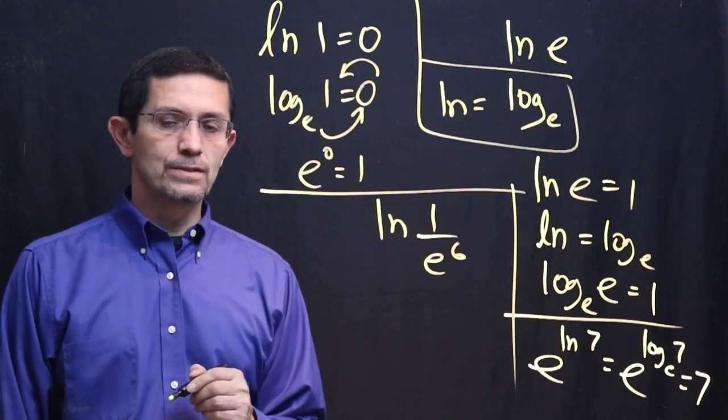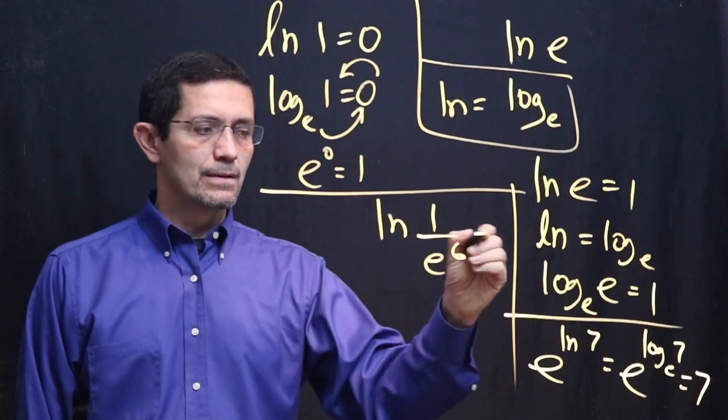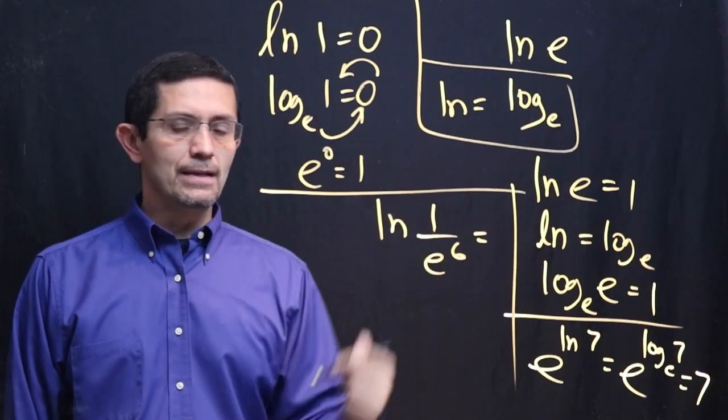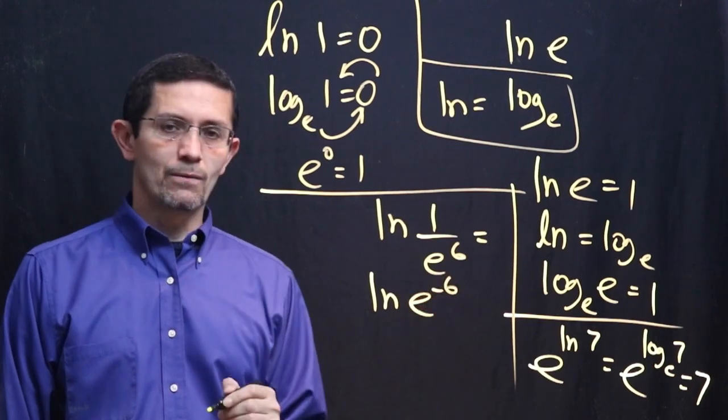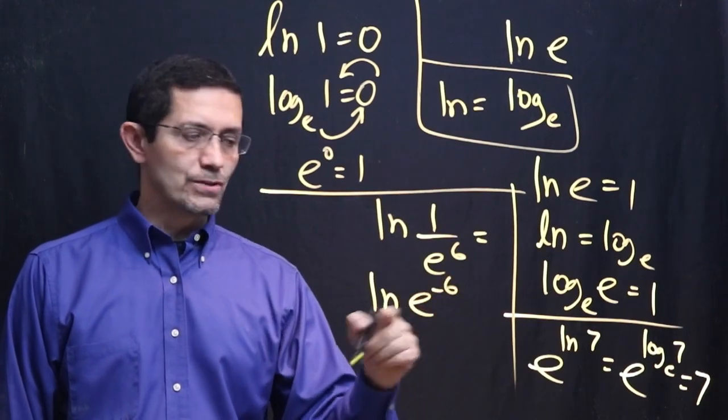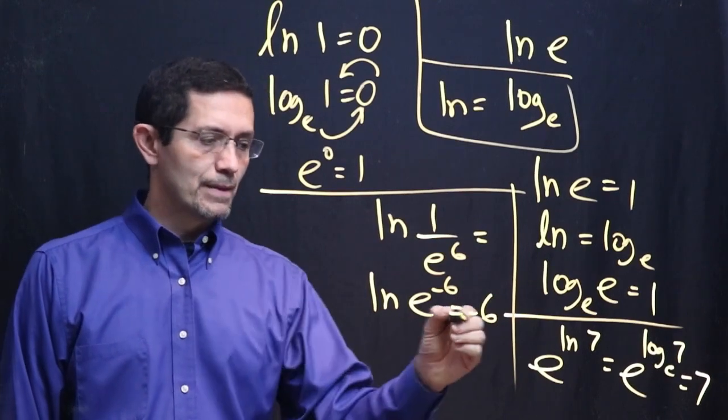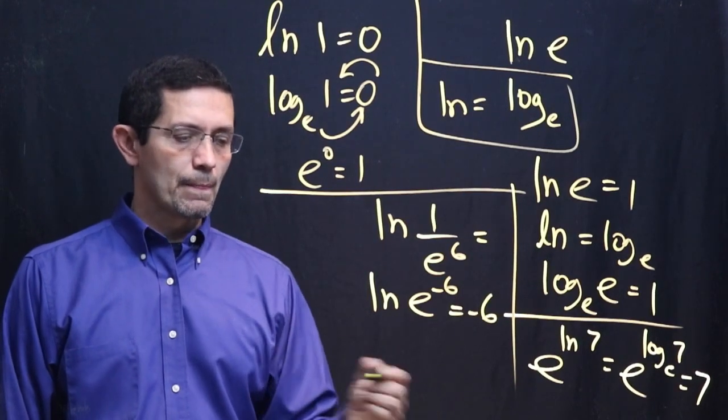1 over e to the 6th power. What's the idea? How much is this? I got to bring that e to the top. ln of e to the negative 6th power. Remember, these are inverse to each other, therefore my answer is negative 6. Okay?